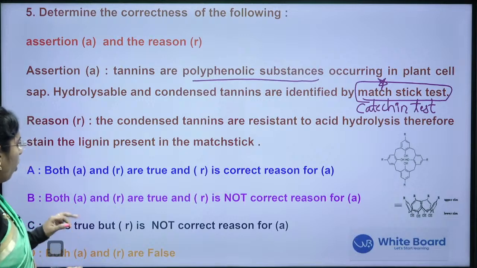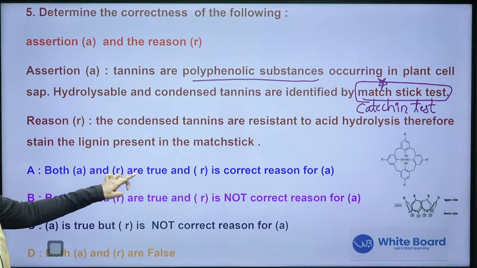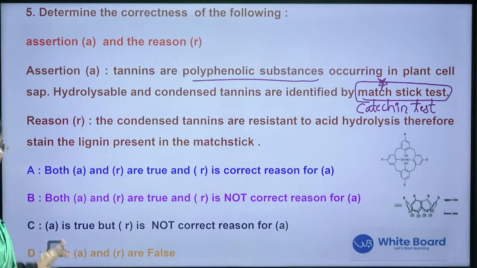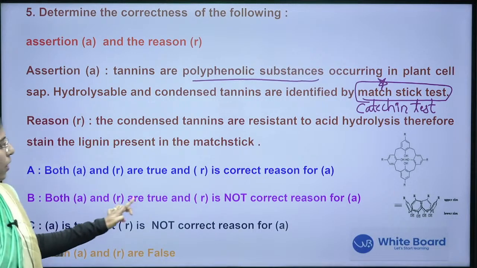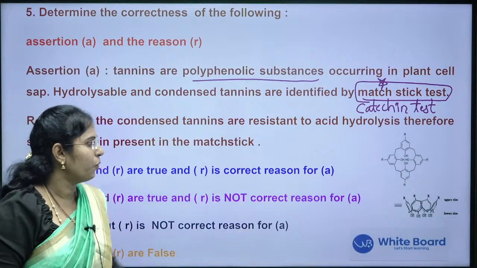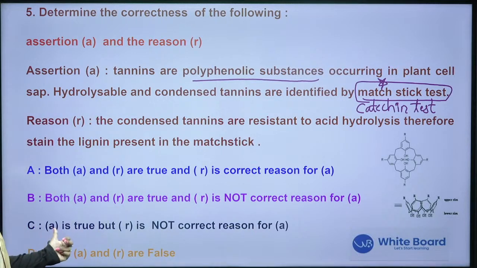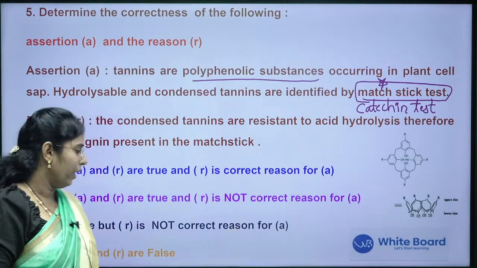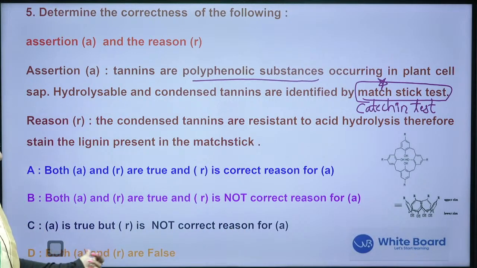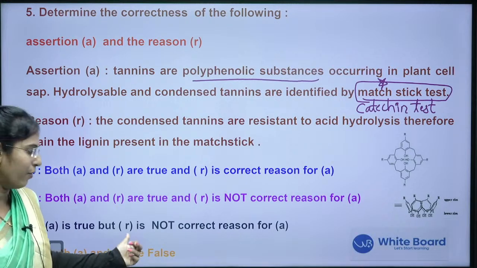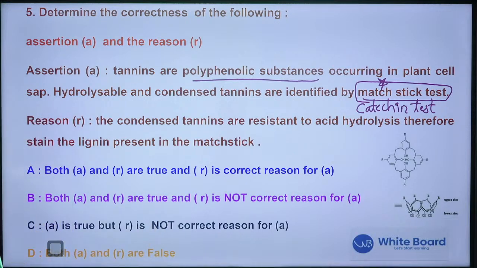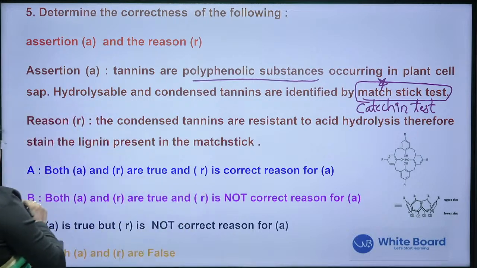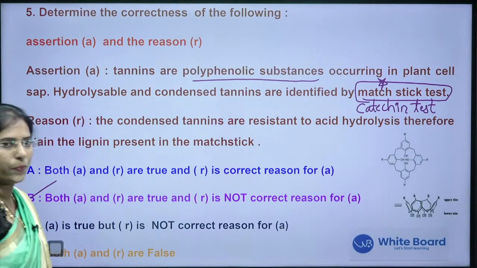So what are the options here? Both A and R are true, and R is the correct reason for A. Next, both A and R are true and R is not the correct reason for A. Next, A is true but R is not the correct reason for A. And the last one is both A and R are false. So what will be the correct answer? Both A and R are true and R is not the correct reason for A. Right?